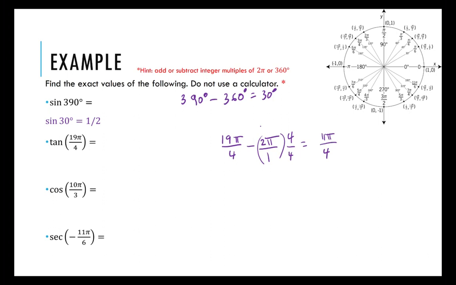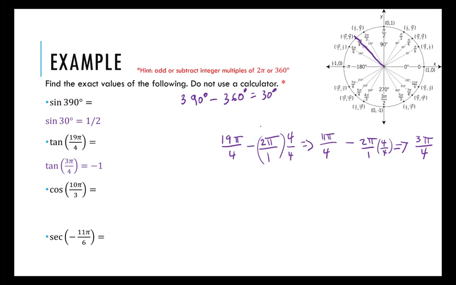Well, 11 pi fourths still isn't on there, so let's subtract 2 pi again. Once again, 2 pi over 1, multiply by 1 in disguise, that's 4 over 4, and that's going to give me 3 pi fourths. And so specifically, I claim that 19 pi fourths is the same thing as 3 pi fourths. I see that 3 pi fourths is right here. And so then the tangent of 19 pi fourths, I claim, is the same thing as the tangent of 3 pi fourths, which is going to be negative 1.